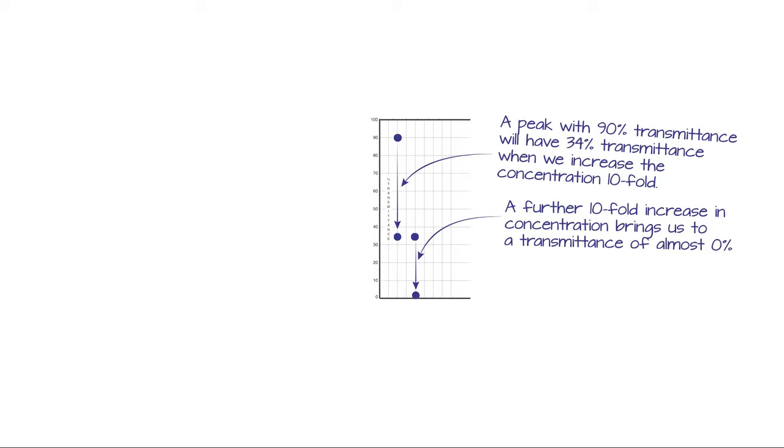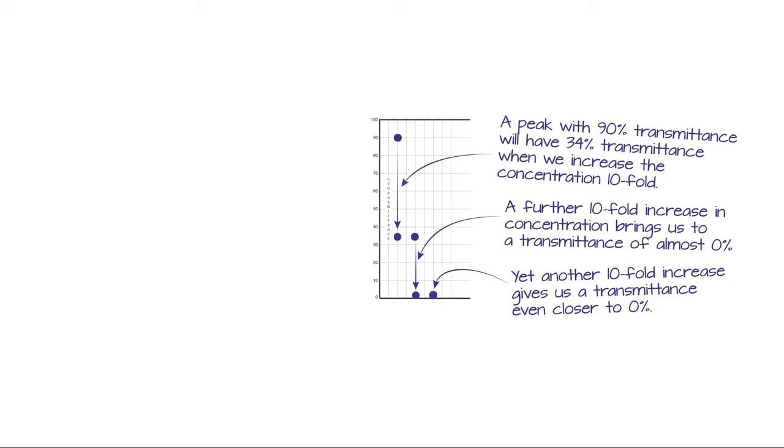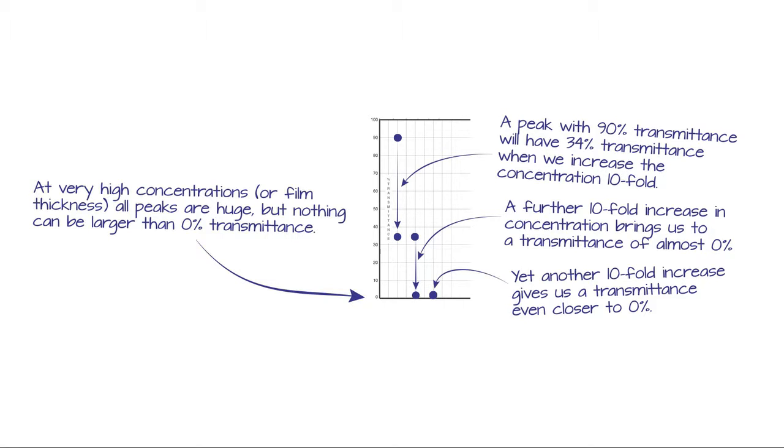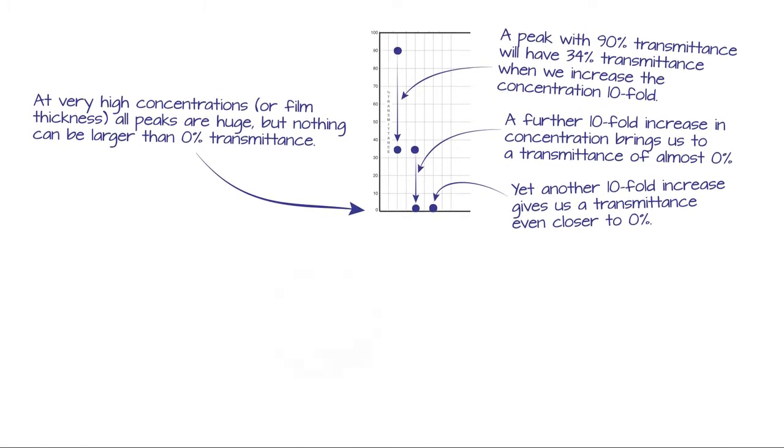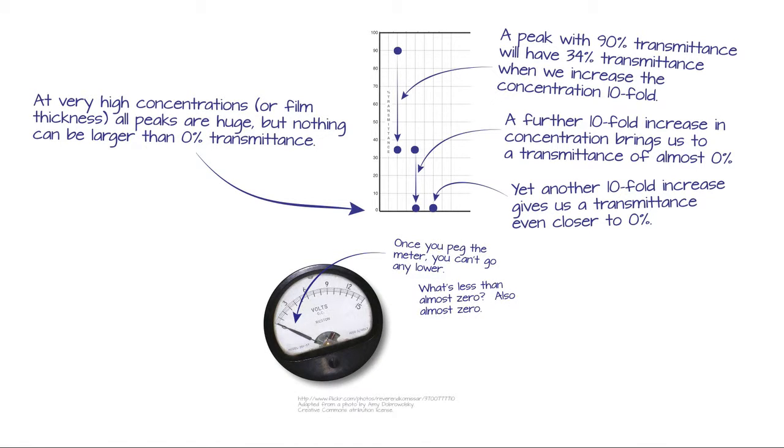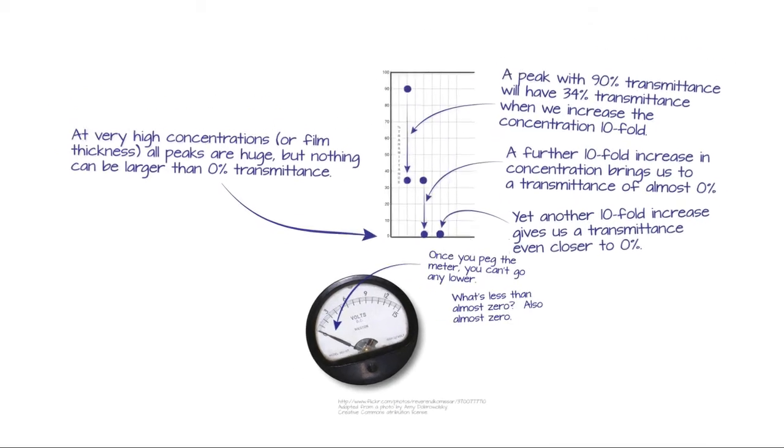Now, what if I go a further tenfold? Well, now I'm going from almost all the light absorbed to almost all the light absorbed. And you really can't tell. So once things peg the meter, basically you can't tell if we've gotten more concentrated. So if all the peaks are strong, it might just be because we've basically pegged the meter. And basically, what's less than almost zero? Also almost zero. Right? So if you have something that's almost zero and I cut it by a factor of 10, I still have almost zero. That needle is still going to be on zero as far as I can tell. So that's really something to be aware of with IR.